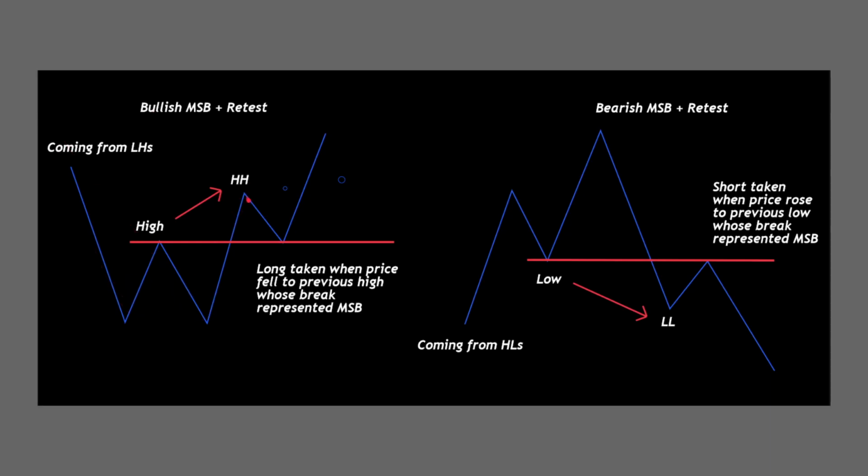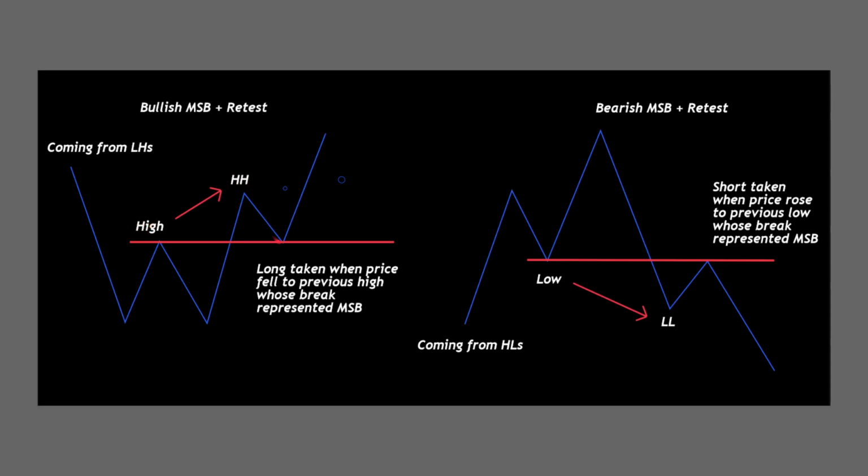Well, let's say price comes back down here. Here we could take a long if price comes back down to here. Long is taken when price fell to previous high, whose break represented the market structure break. So this is our market structure. This is our key level right here, this previous high. Price comes down, breaks past this high to form a higher high, right? And this is all taken in context from this high to the new higher high.